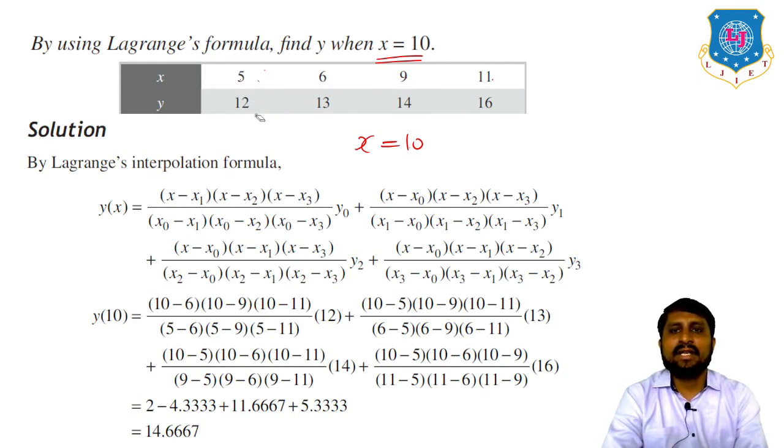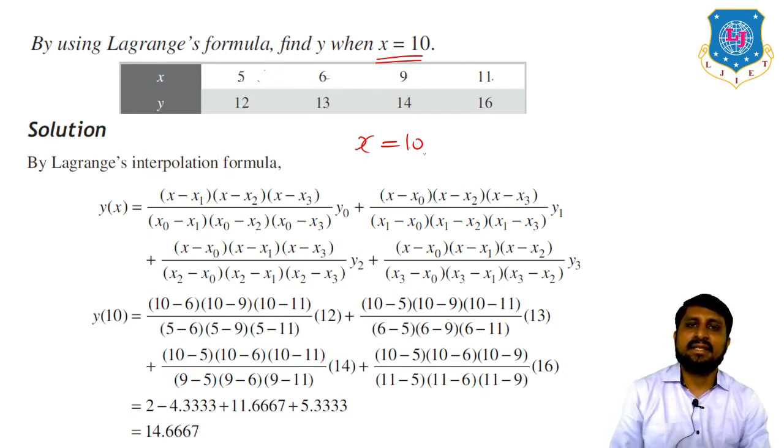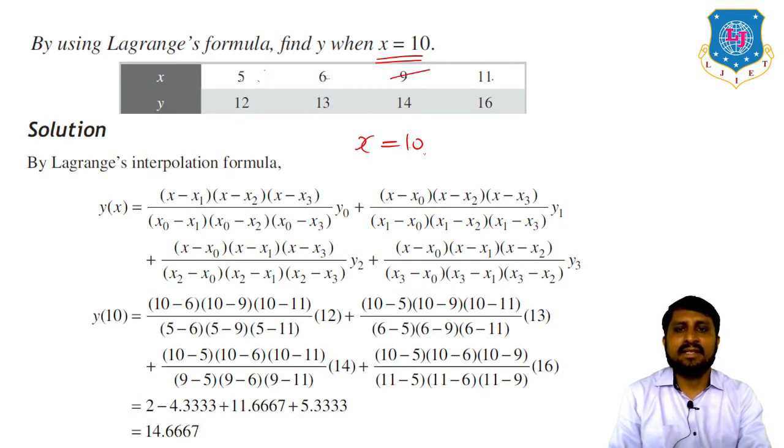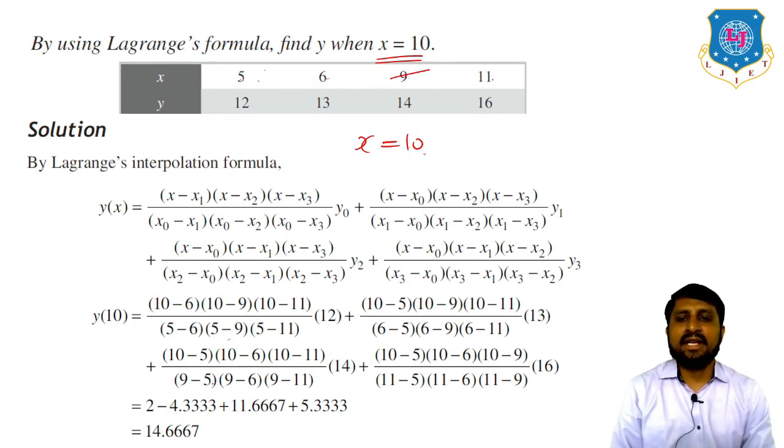Now how do you apply the second term? Now 6 is missing in the numerator, so 10 minus 5, 10 minus 9, 10 minus 11. In the denominator, instead of 10, you have to put 6: 6 minus 5, 6 minus 9, and 6 minus 11, into 13. The fourth term is 10 minus 5, 10 minus 6, 10 minus 11, because 9 is missing here. In the denominator, instead of 10, you put 9: 9 minus 5, 9 minus 6, 9 minus 11, into 14.